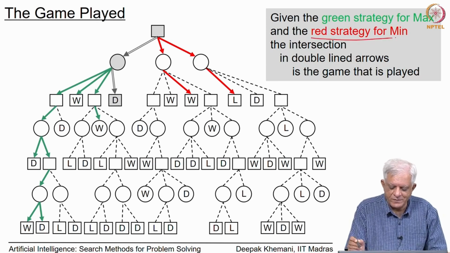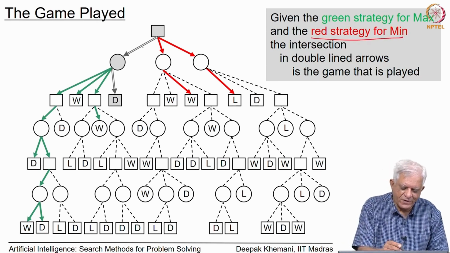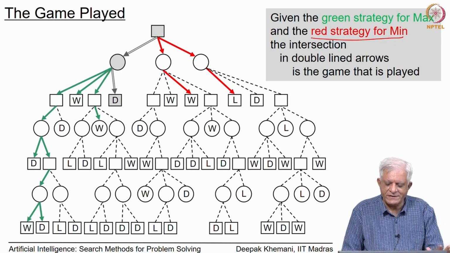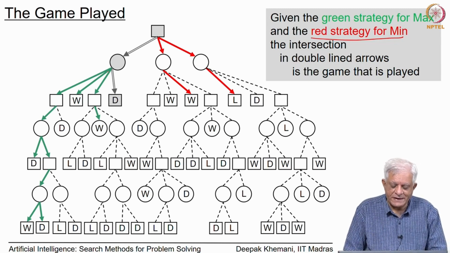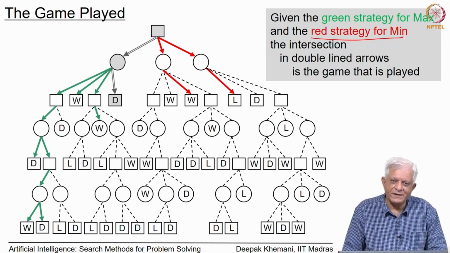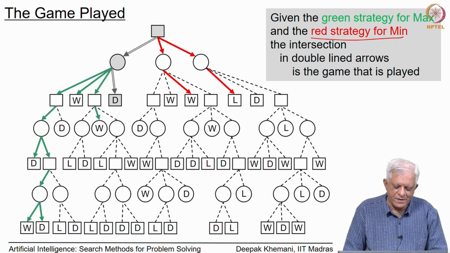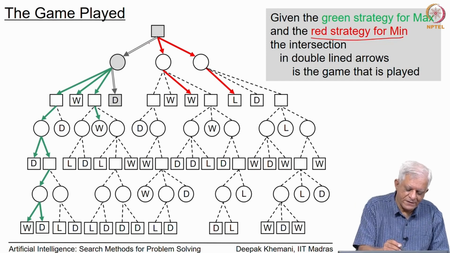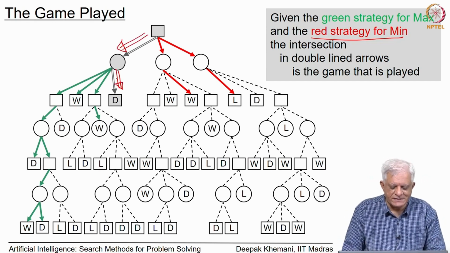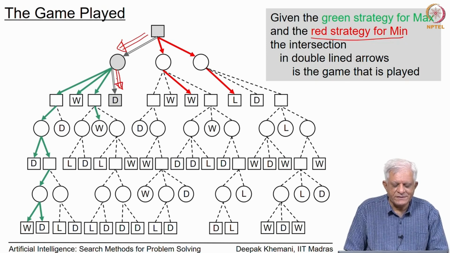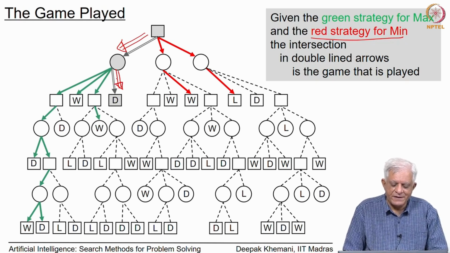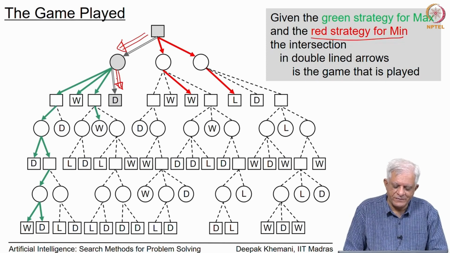So, the red strategy is for min, which means there is a common edge between. So, the green strategy is the strategy for max, the red strategy is the strategy for min, and the intersection of these two strategies is going to be a path which is depicted by double lines in this tree, and this path which is the intersection of the two strategies is the game that will actually be played if both the players have frozen their strategies.